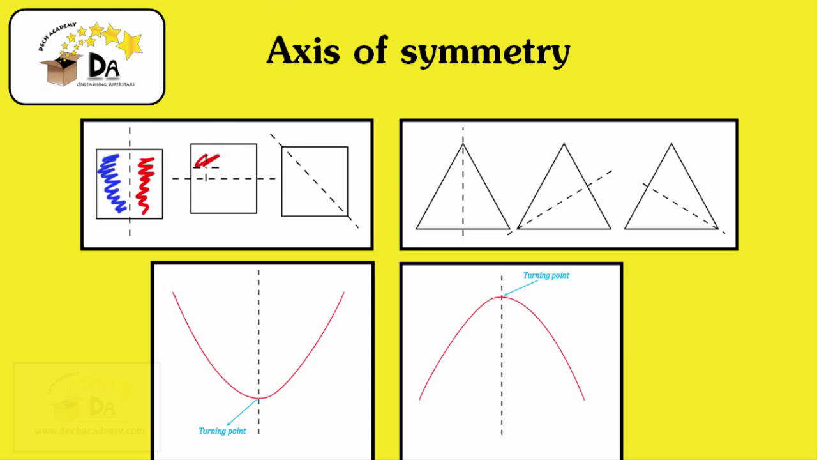Here's another line of symmetry, which divides the shape into two equal parts. Here's another one, a diagonal line of symmetry, which divides the shape into two equal parts. Same thing here for the triangle. Here's a line of symmetry, and this is an isosceles triangle actually. This line of symmetry divides it into two equal parts.